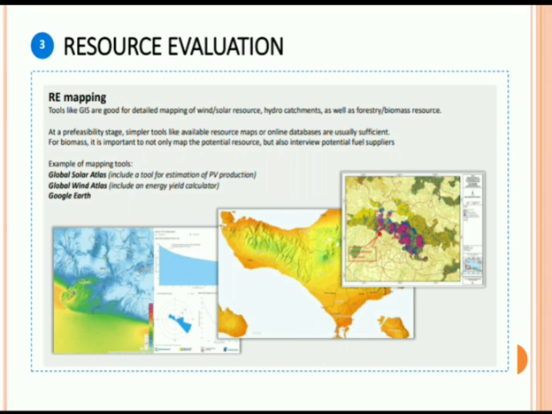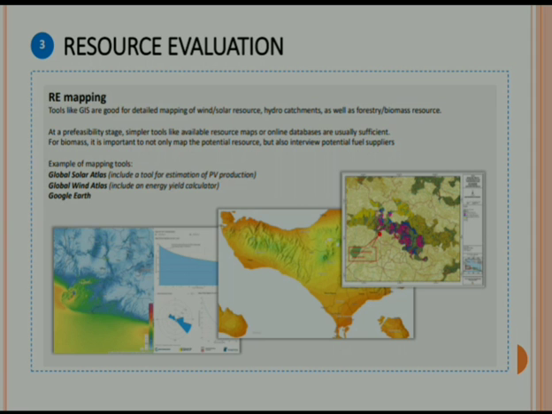Here, at the pre-feasibility stage, simpler tools like available resource maps or online databases are usually sufficient. But for biomass, it is important not only to map the potential resources but also to interview the potential fuel suppliers. Means we have to take into consideration all the things regarding the mapping of the resources. We should not only map the potential resources but also consider the potential fuel suppliers. We have to interview them and check how they are supplying the fuel. This is nothing but the resource evaluation.